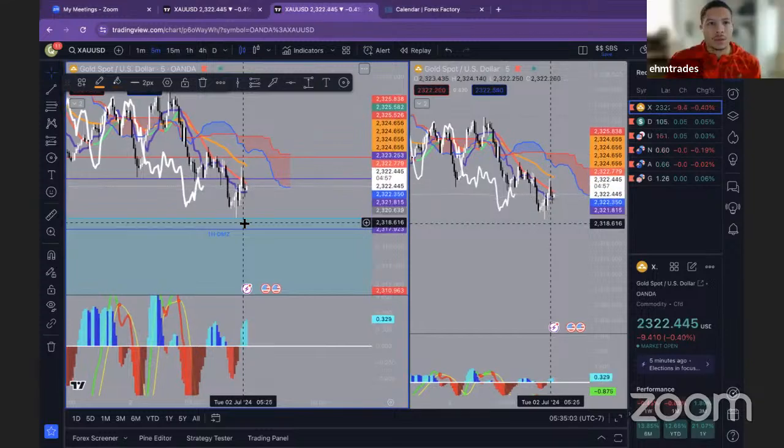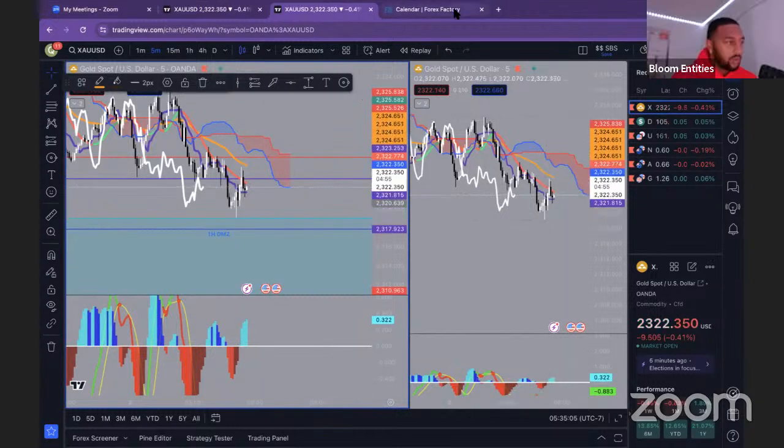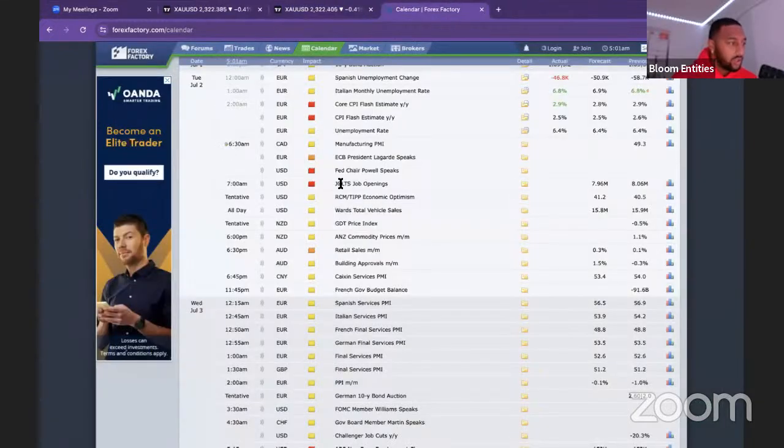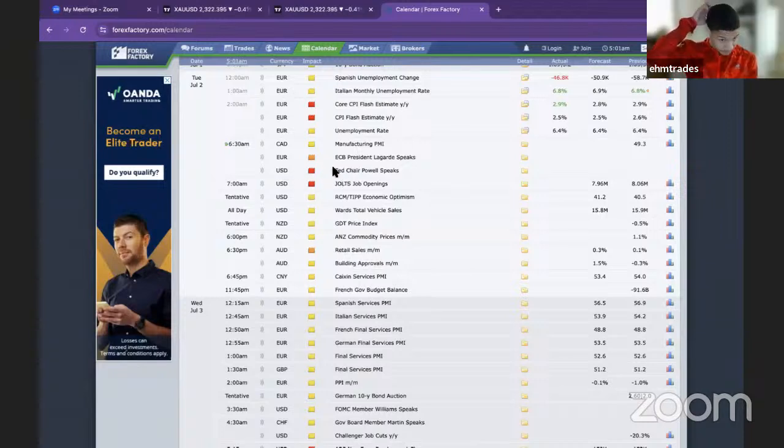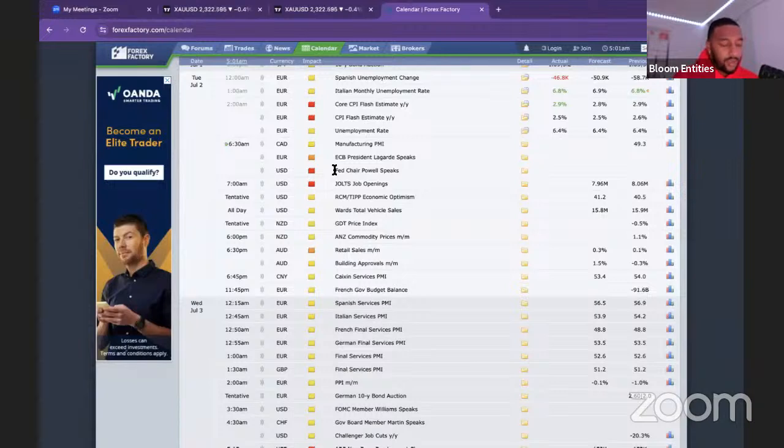Which folders were those again? We're looking at JOLTS job openings at 7. And 6:30 is Powell speaking. So that 6:30 is what I have my eyes on.